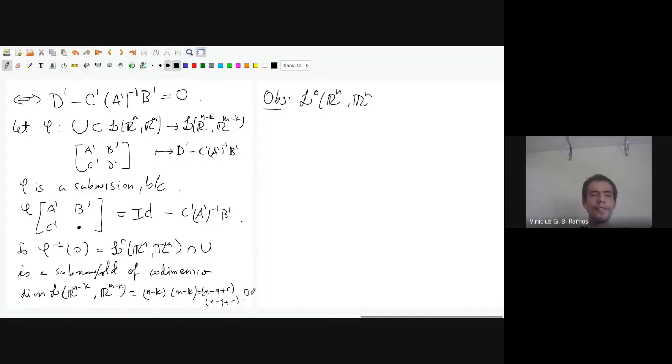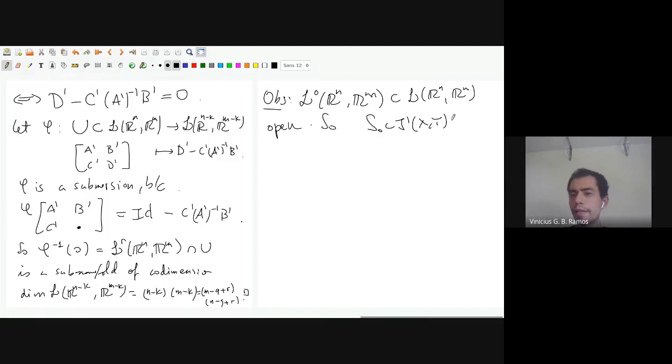So you see the observation that I made before, I'm going to make it again, and by the way, this is the end of the proof. I proved that if I take a point on the set, there is a neighborhood of this point where being on this set is the same as being on a submanifold. So that means that this set is a submanifold. Just notice that this L_0 is actually open. So the set S_0 in J^1(X,Y) is open too. And the union of S_R for R greater than or equal to 1 is closed.